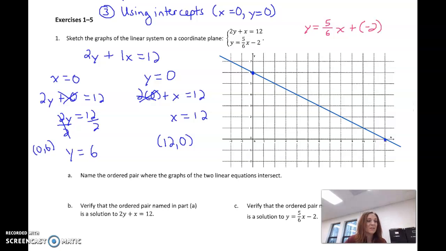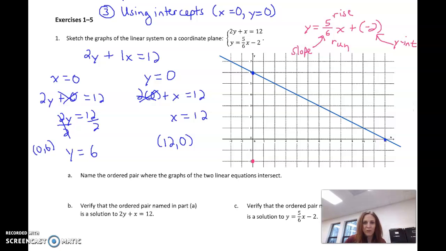Okay? So remember, this is in slope-intercept form. Whatever is being added on is our y-intercept. So I'm going to go to my y-axis at negative 2 and put a dot. And then this is our slope. The coefficient of x is our slope, which remember is rise over run. So since it's a positive 5, I'm going to rise 5.